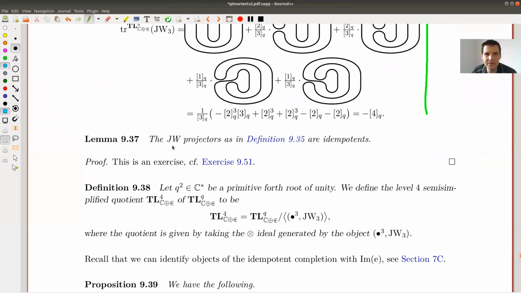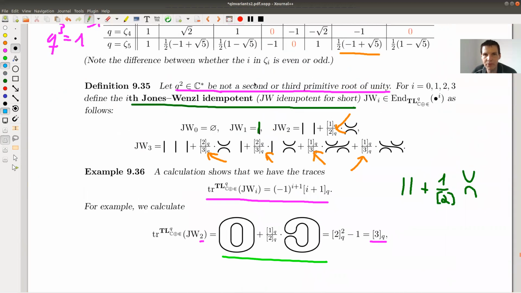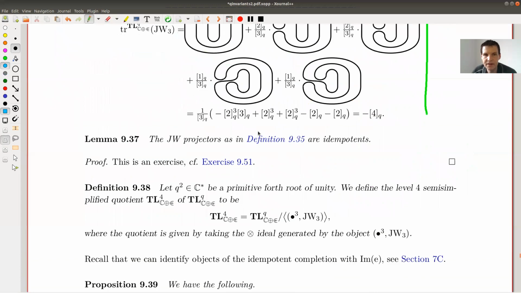The point is the Jones-Wenzel projectors, the Jones-Wenzel idempotents, whatever you want to call them. They are idempotents, okay? And they will be the idempotents that pick out the indecomposable summands.